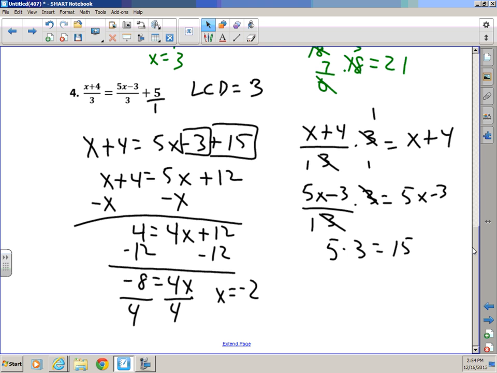Okay? So, again, the trick here, if I have multiple fractions in my equation, is to get rid of those denominators so as to make it a much simpler equation to solve.